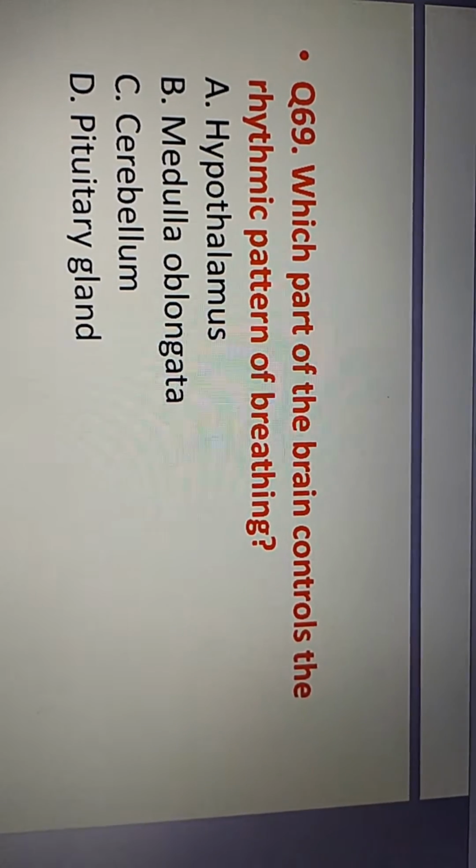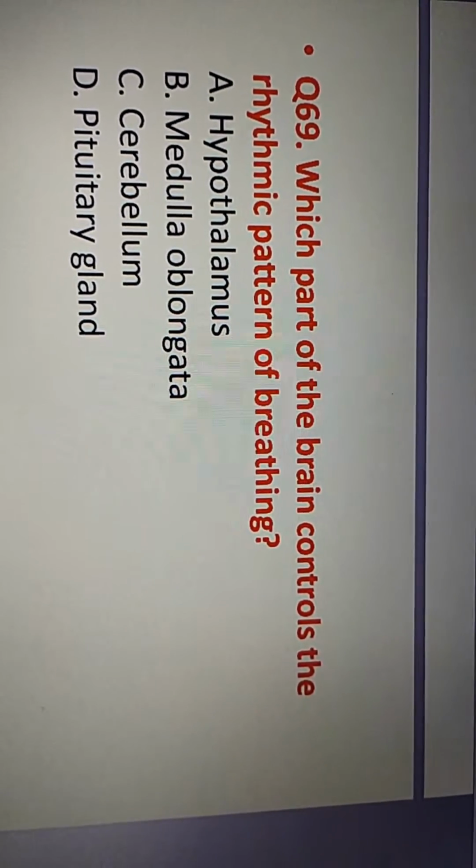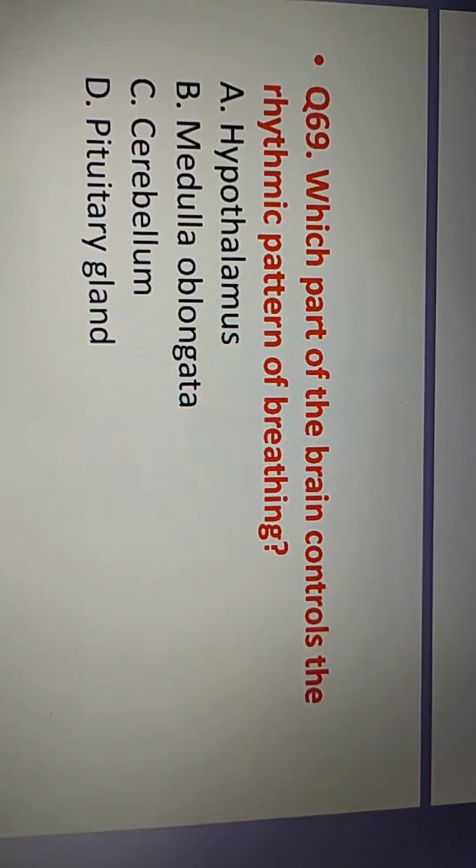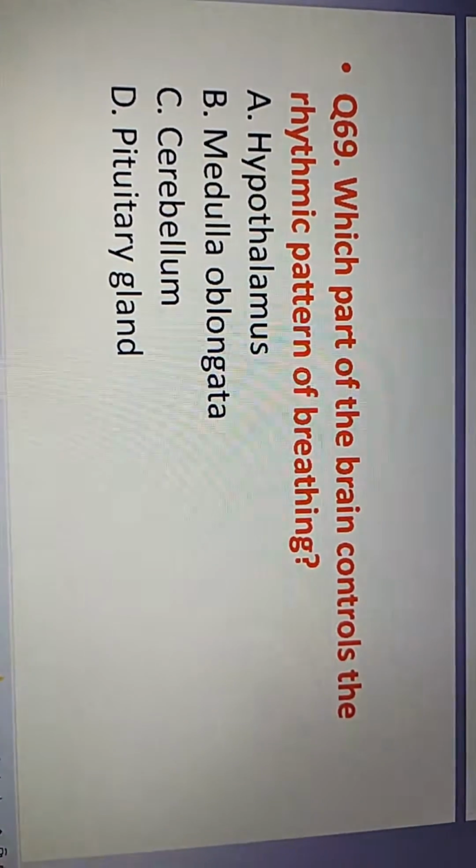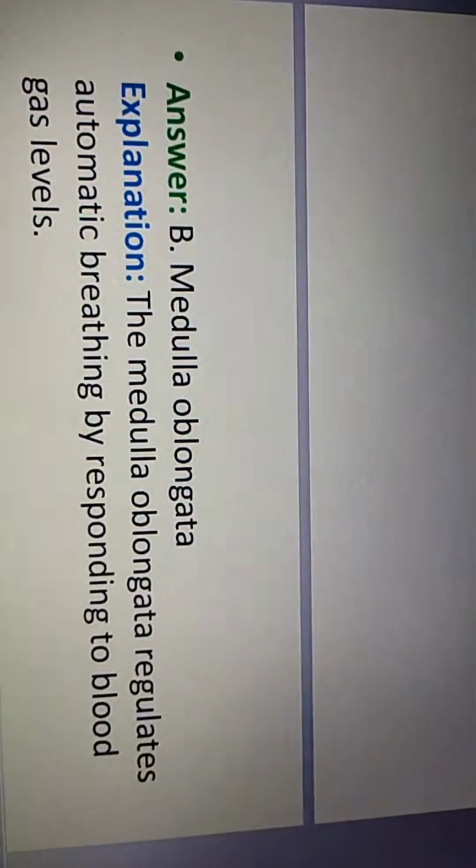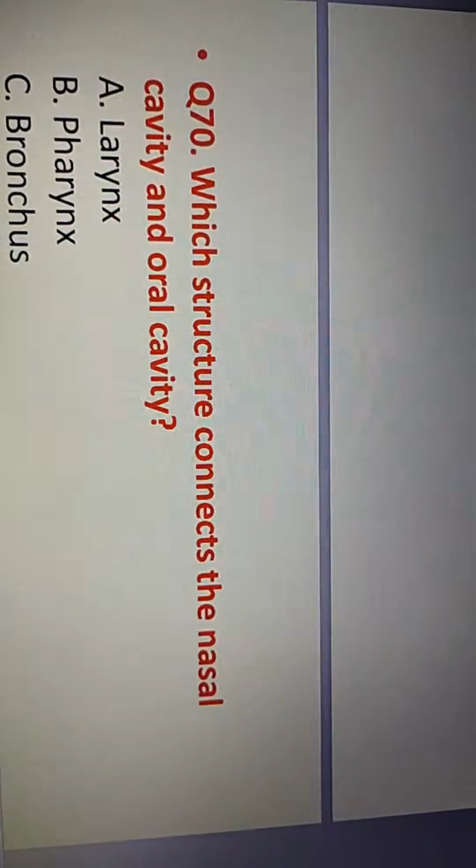So, which part of the brain controls the rhythmic pattern of breathing? Option A hypothalamus, option B medulla oblongata, option C cerebellum, option D pituitary gland. The correct answer is option B medulla oblongata.